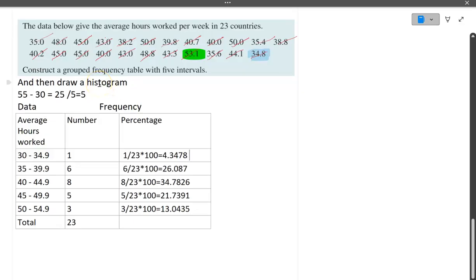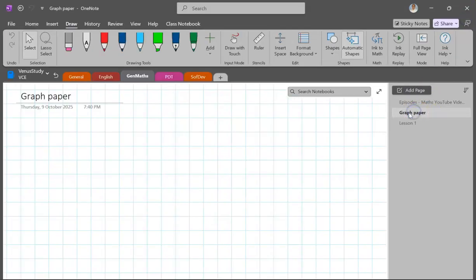Histogram is just a bar chart. Because it is continuous data, all the bars will be joined together. I will show you what I mean in a minute. I'll get some graph here. So I need from 30, I need 5 bars. Okay, so let's go with another page here, graph paper I've got.